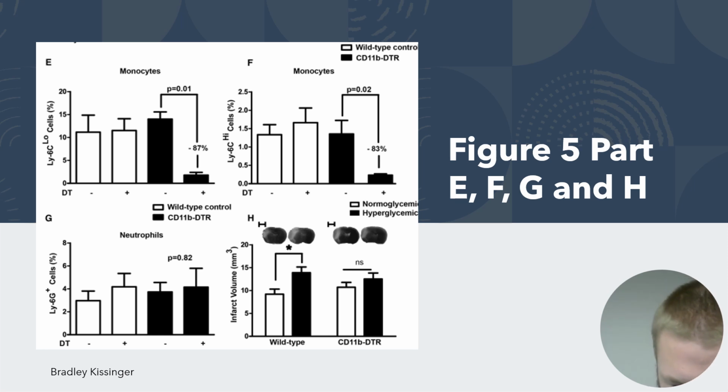So looking at this graph here, looking at the LY6C low cells, there's an 87% reduction between the wild type and the CD11B DTR mice, or monocytes, my apologies, in the mice treated with DT. So this bar down here is showing what I was just drawing on that last slide, where the expression is actually going to drop significantly right here, 87%.